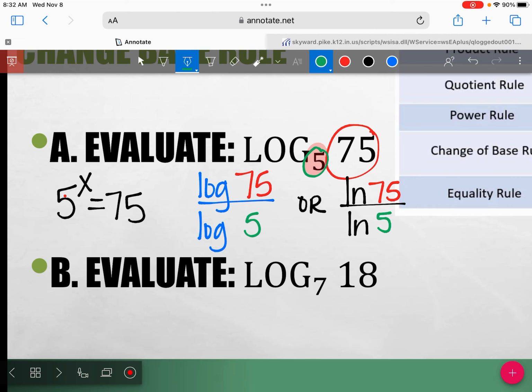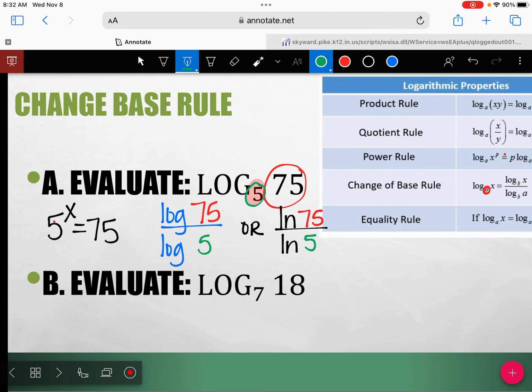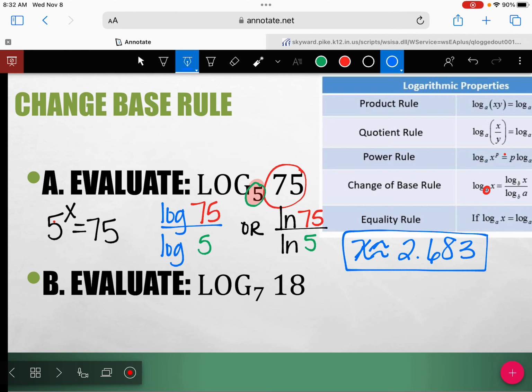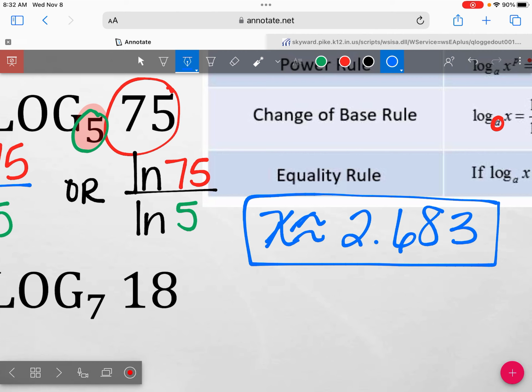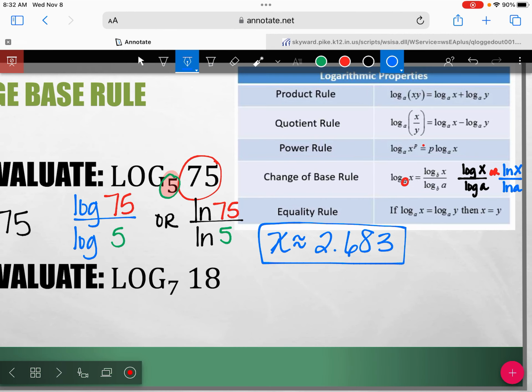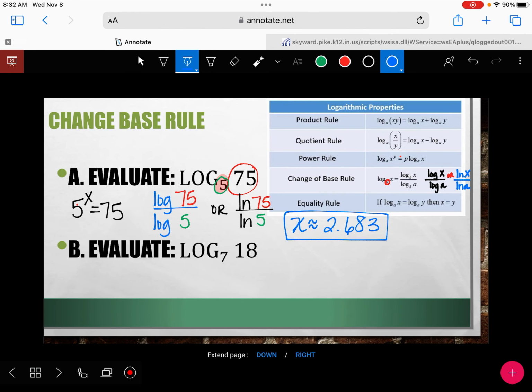I'll put up the correct answer. And if you're not getting that answer, raise your hand and I will help you type it in. But the correct answer to A is x is approximately equal to 2.683. We're just going to round to the thousandths place. So that should be the answer you get if you type it in correctly. So go ahead and use your calculator. Practice typing it in and see if you get that. If you don't get that, raise your hand. I'll help you. You may have to close the parentheses after 75 on the calculator for it to work.